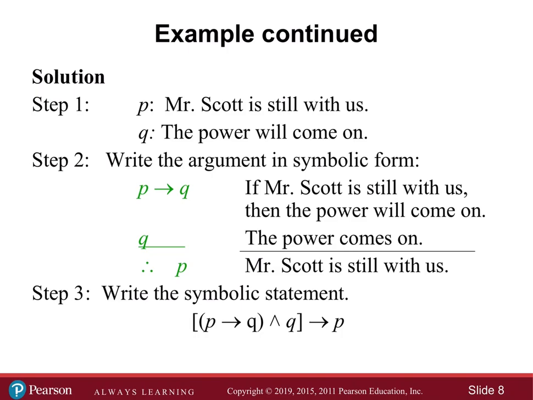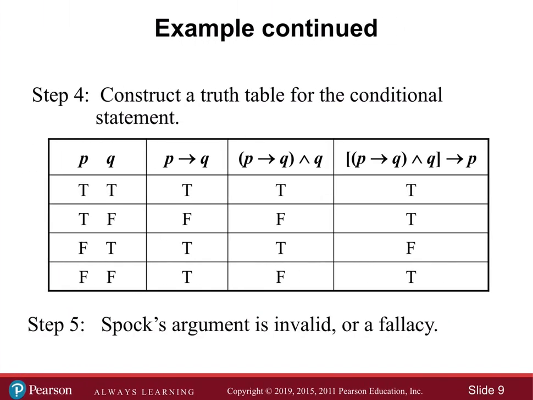So let's see. All right, so I think we got the symbolic form already. They got the same. So Spock's argument is invalid or a fallacy. All right, so we got the same thing. Okay.